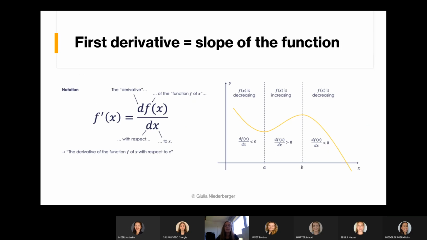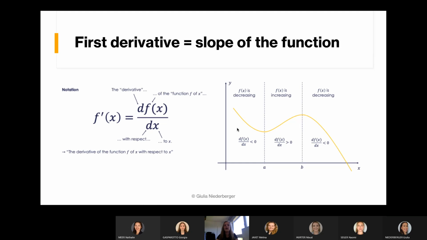Then the first derivative, like I said, is the slope of a function. Here on the left side, you can see the way a derivative can be written. So there's 2 ways, so don't be confused if you're only used to one of them. Get used to the other one as well in case it's on the exam.